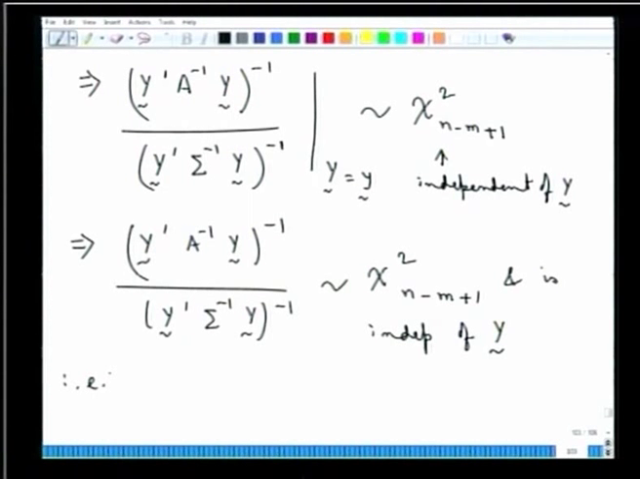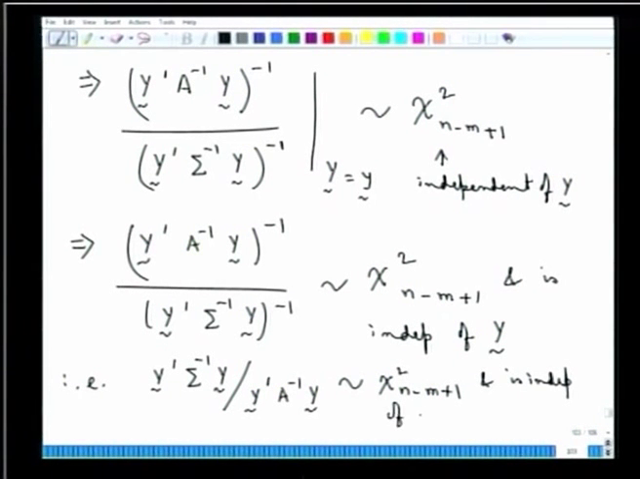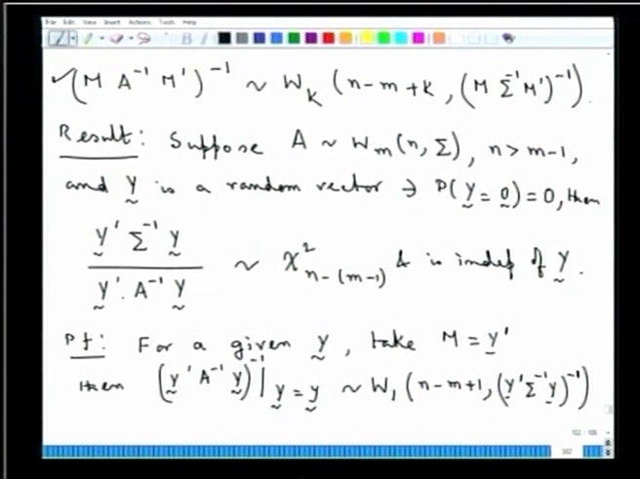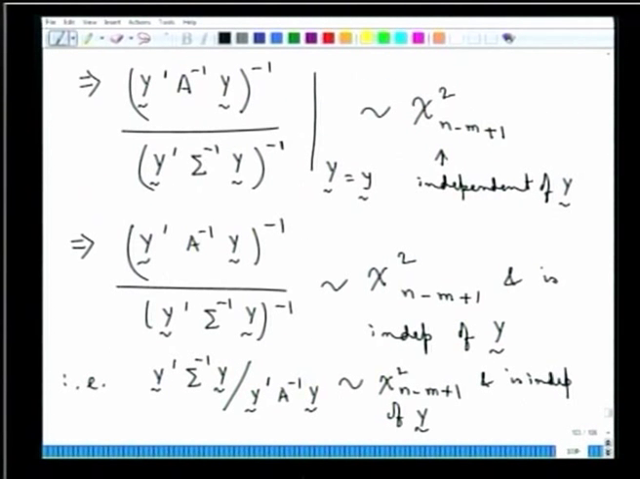That is, this is just the inverse of that, so that y transpose sigma inverse y divided by y transpose A inverse y has a chi-square on n minus m plus 1 degrees of freedom and is independent of this y vector. That was actually the result which we tried to prove, that this ratio has the desired distribution.